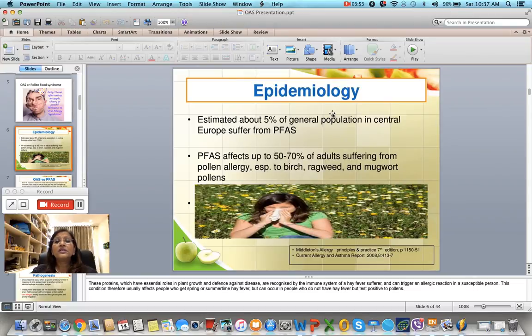The epidemiology is estimated that 5% of the general population in Central Europe suffers from pollen food allergy syndrome. We do not have the statistics in our country, that is Kenya, yet, but we are working on it. And this syndrome occurs in 50 to 70% of adults that suffer from hay fever. That is, if they are allergic to pollens from trees, from weeds and grasses.